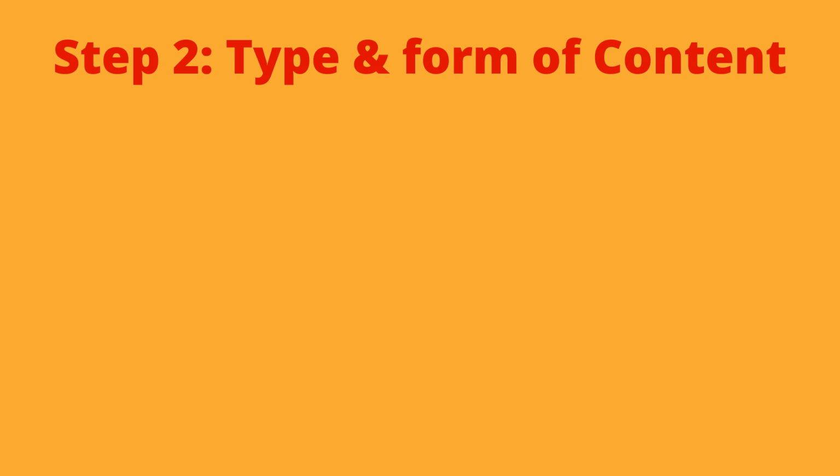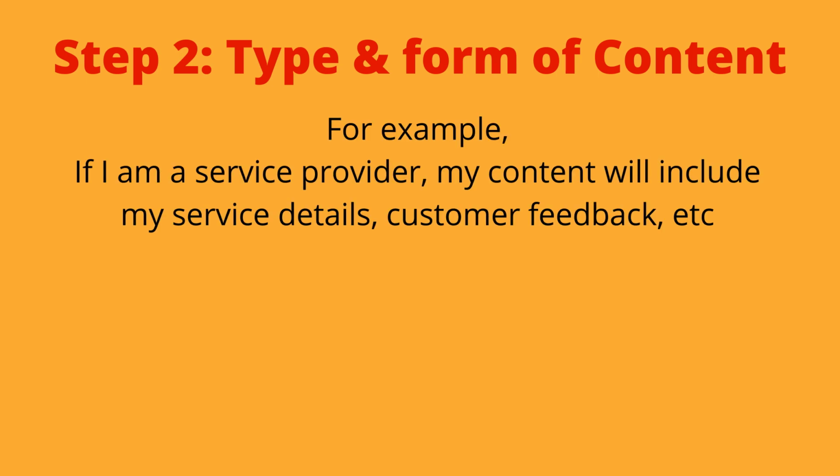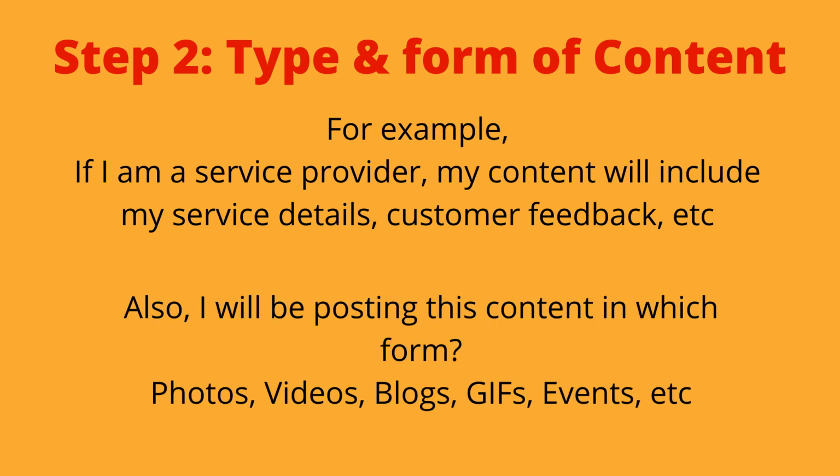In step 2, you have to decide the type and form of your content. By type of content, we mean what will you use as your content. For example, if I'm a service provider, my content can include my service details, customer feedback, or, if I'm conducting a workshop, photos of that workshop or some glimpses. So that can be the content, and the form of the content can be photos, videos, blogs, GIFs, events, etc.